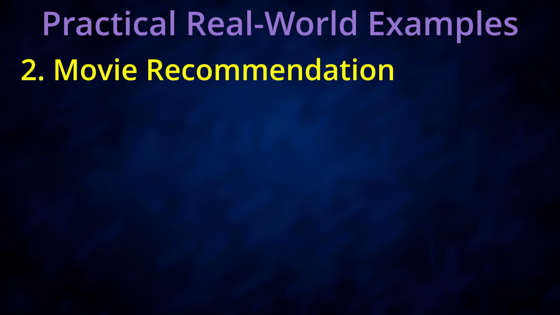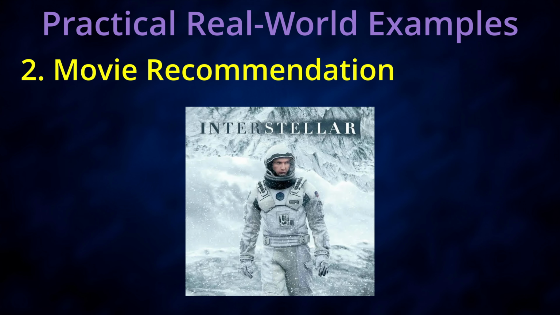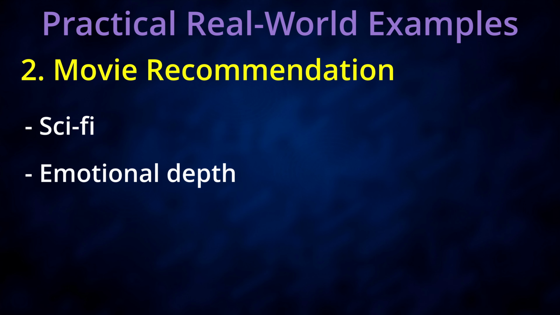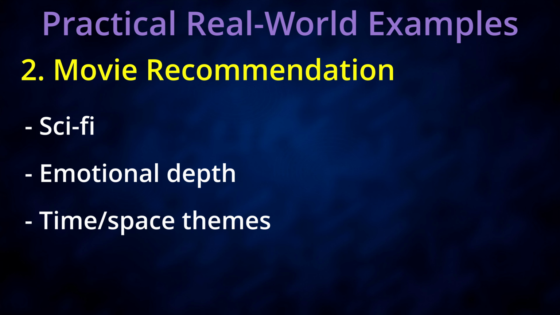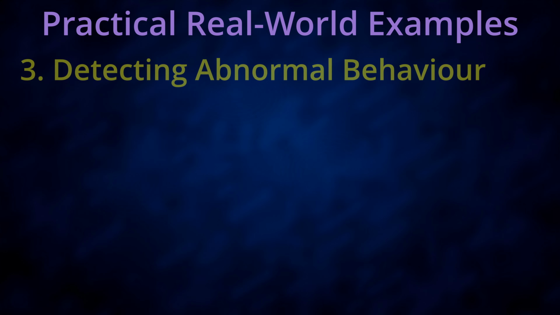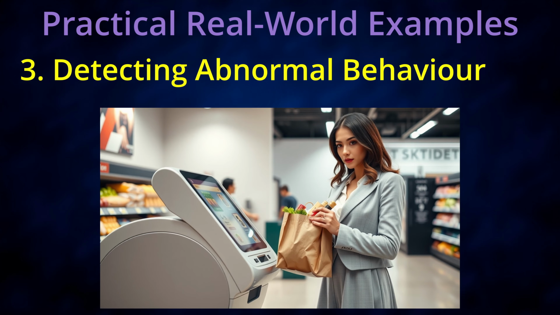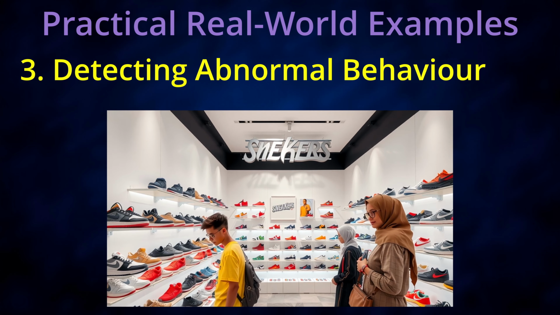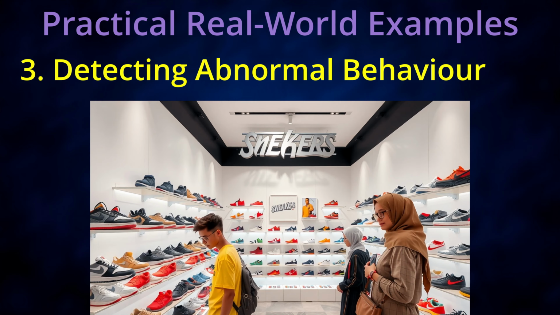Movie recommendation. Your friend loves Interstellar. Embedding systems map what makes it special: sci-fi, emotional depth, time and space themes, soundtrack tone. Then find movies with similar vector signatures. Detecting abnormal behavior. A user normally spends $20 per transaction. Suddenly, a $1,200 purchase. Their behavior vector shifts, triggering anomaly detection.